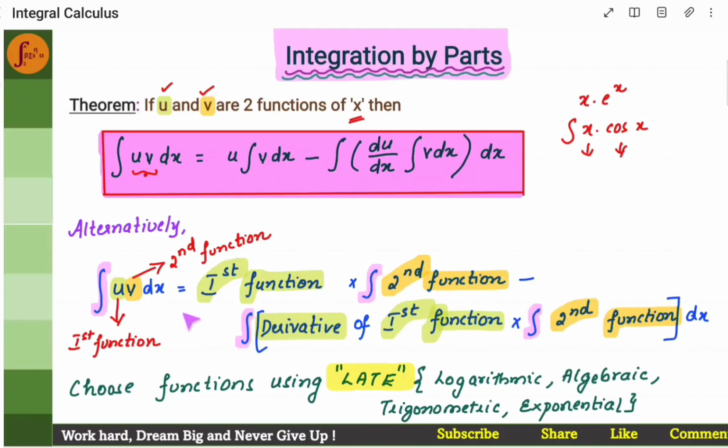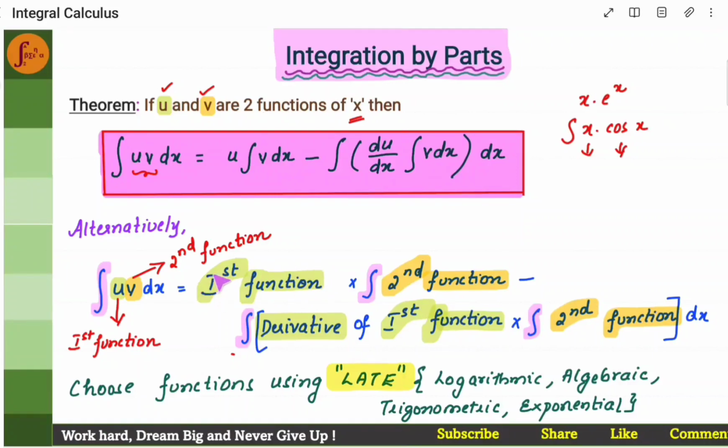Alternatively, an easier way to remember would be to consider u to be the first function and v to be the second function. So the theorem would be first function into integral of second function minus integral of derivative of first function into integral of second function. So one clue here is the second function will always have an integral. It's always going to be an integral of the second function here and here. You notice this?